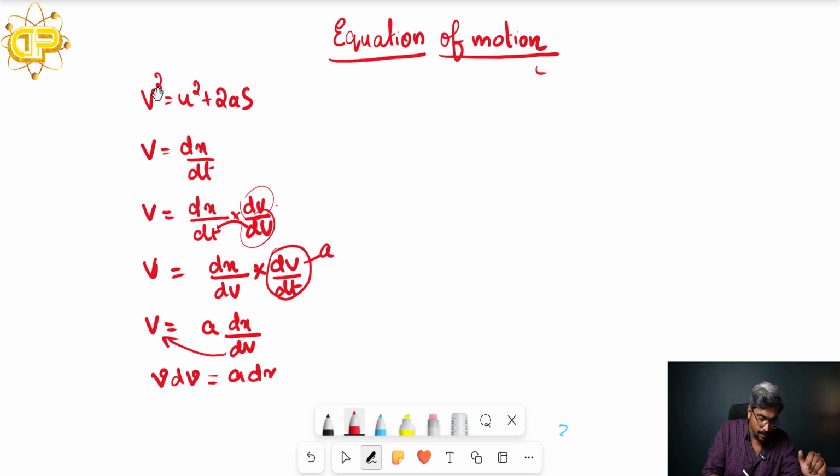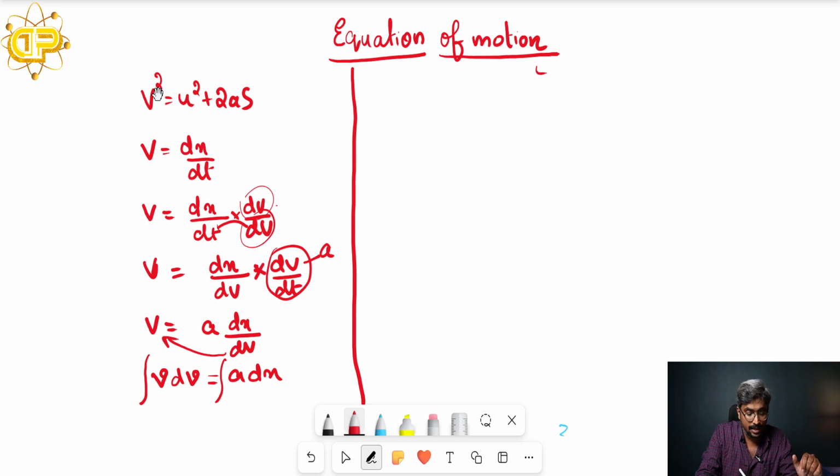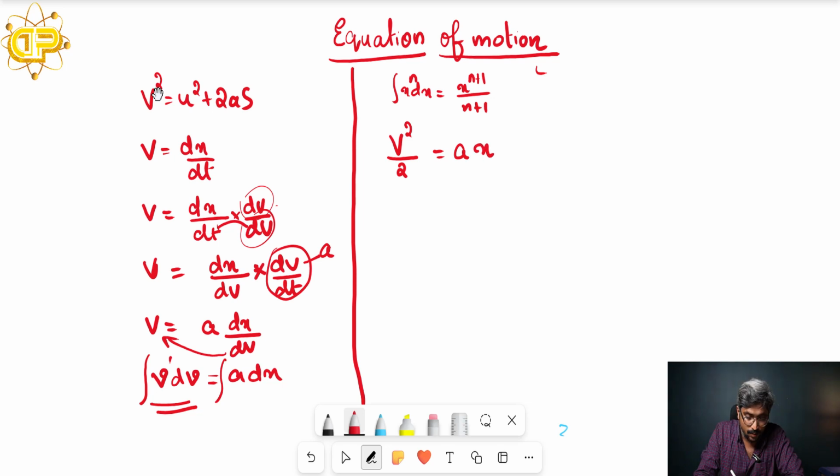You want to integrate both sides. So v dv, you know that integration of x raised to n dx is equal to x raised to n plus 1 by n plus 1. So here the value of the power is 1. So you can say, the integration here will become what? v square by 2 is equal to a integration dx, that is equal to ax plus k. The k value is also there.